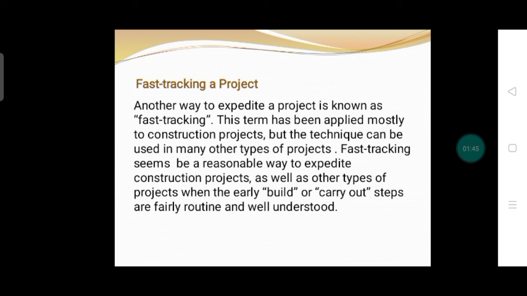So when we say fast tracking a project, it is a technique where activities are performed in parallel instead of being carried out sequentially using the original schedule. Simply put, fast tracking a project means different tasks are worked on simultaneously instead of waiting for each task to be completed separately. However, fast tracking can only be applied if the aforementioned activities can actually be feasibly overlapped.